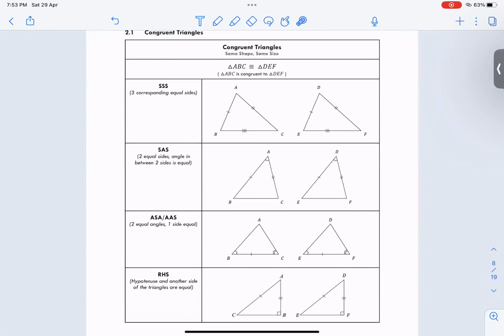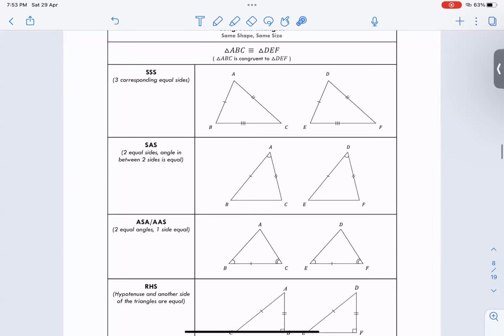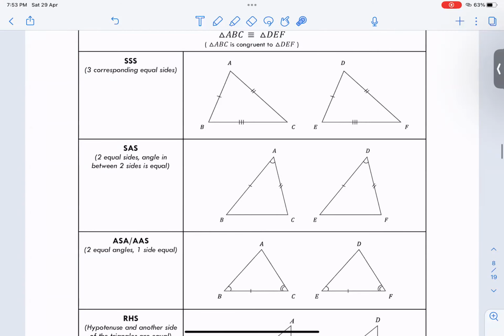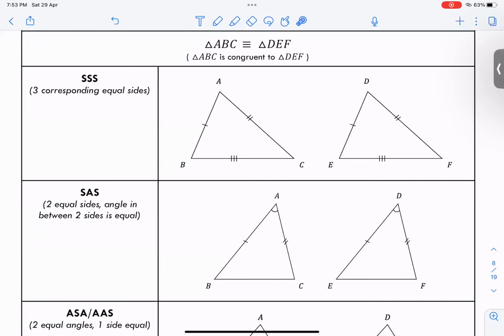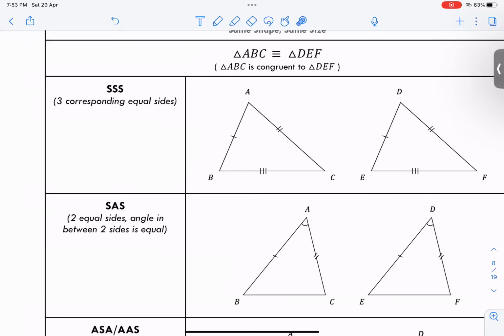This is really just formula, but also it can be quite hard to visualize because a lot of questions they give you, let's say 2 triangles, but they're in different orientations. So it's very hard for you to visualize which triangle is congruent or whatever like that.